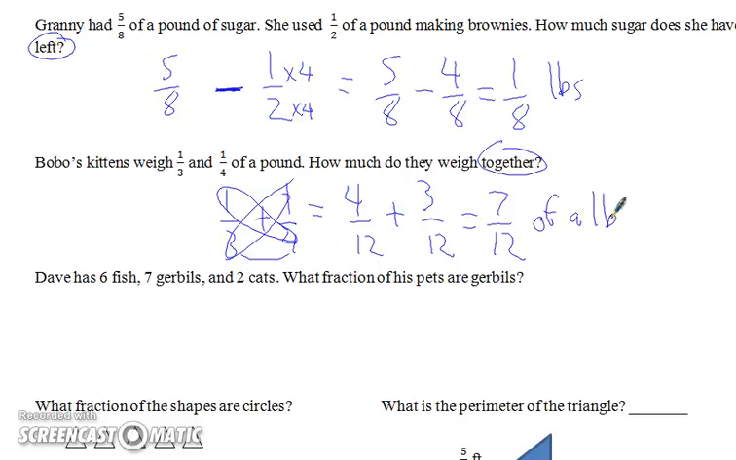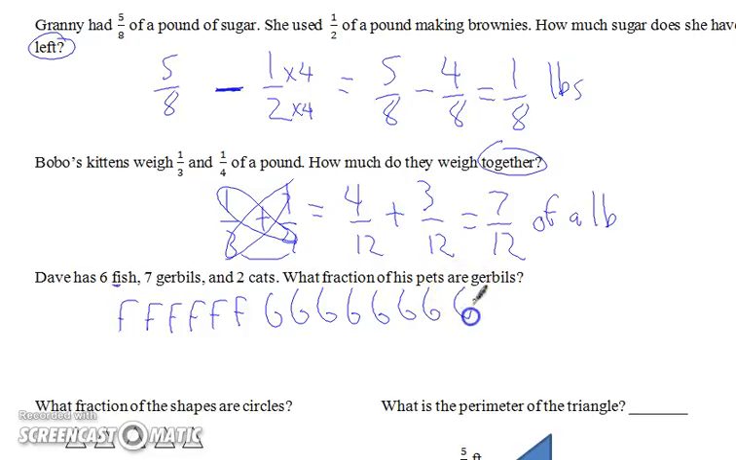Dave has 6 fish, 7 gerbils, and 2 cats. What fraction of his pets are gerbils? I'd like to just use the first letter of the alphabet for each one. So I got 6 fish. 1, 2, 3, 4, 5, 6. 7 gerbils. 1, 2, 3, 4, 5, 6, 7. And 2 cats. 1, 2. What fraction of his pets are gerbils?